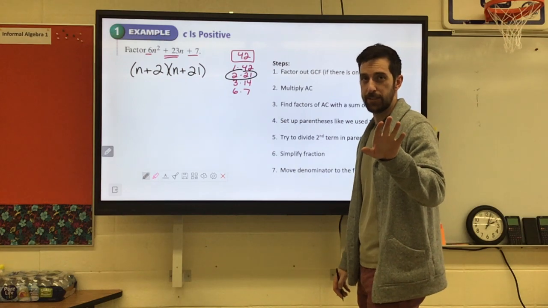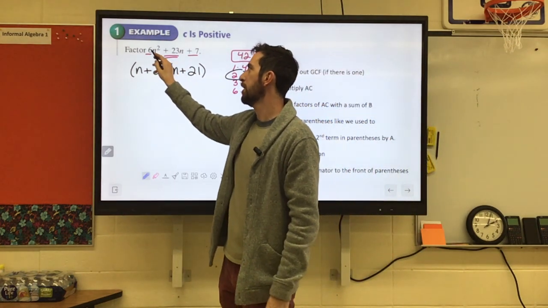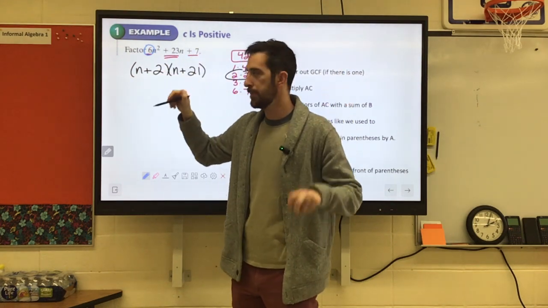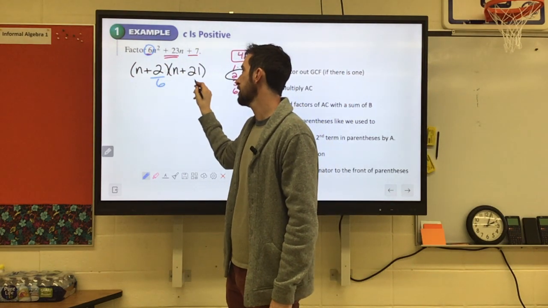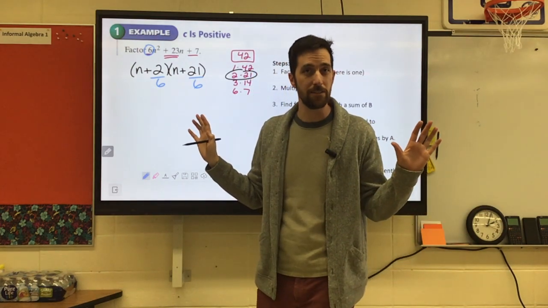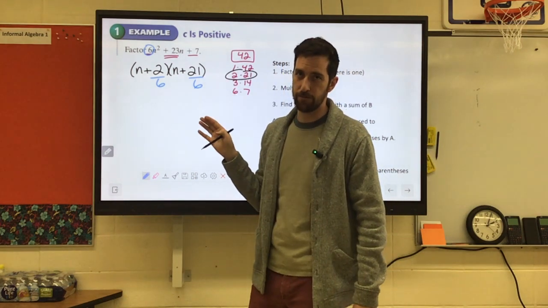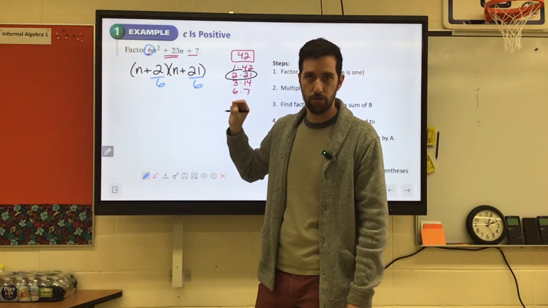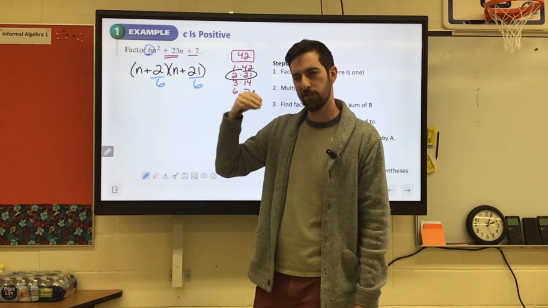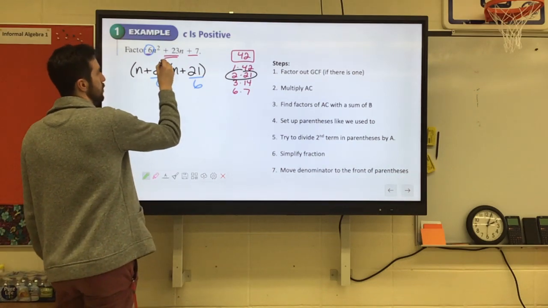So here's the new step. We're going to have to try to divide each of these terms by the number in front, the a. So we're going to try to divide them both by 6. Now, here's the wild part. Neither one of these are divisible by 6. However, both of those fractions can be simplified. If you look at the fraction 2 over 6 and you're like, what goes into 2 and 6? 2. So we're going to divide them both by 2.